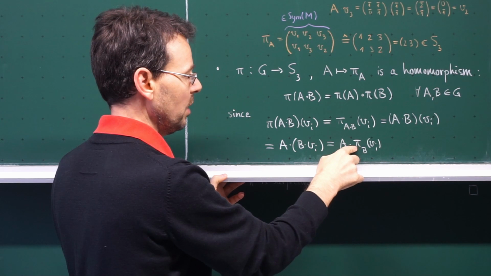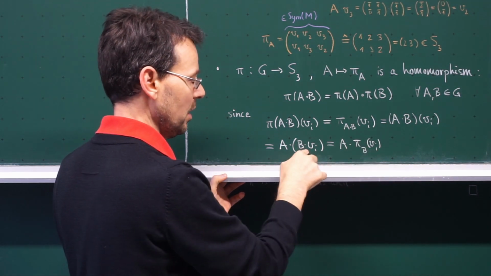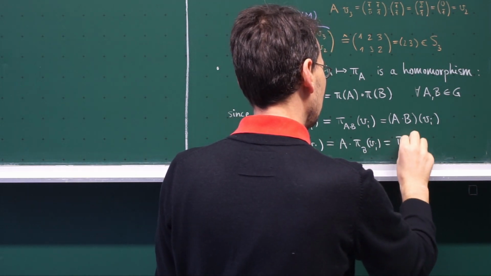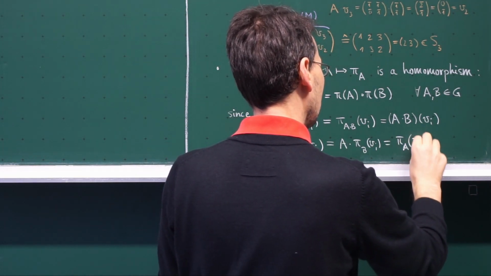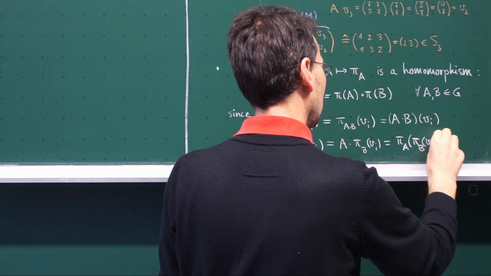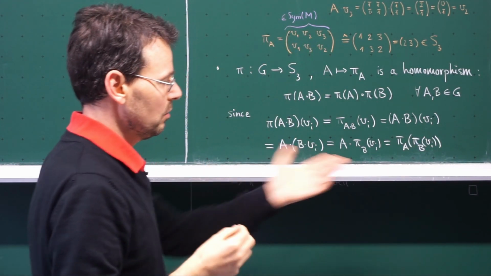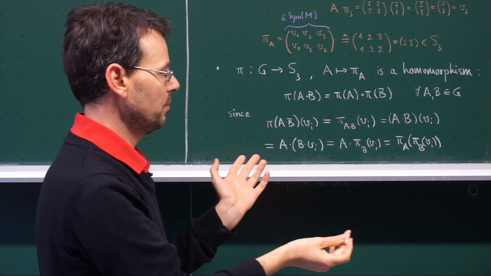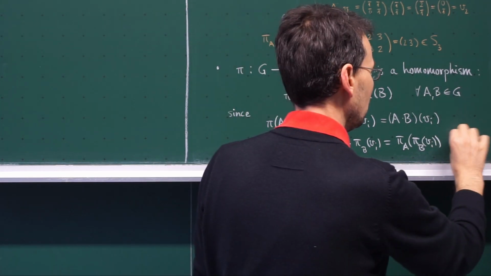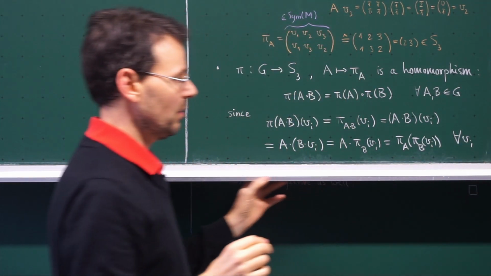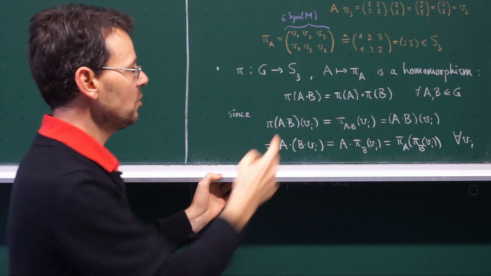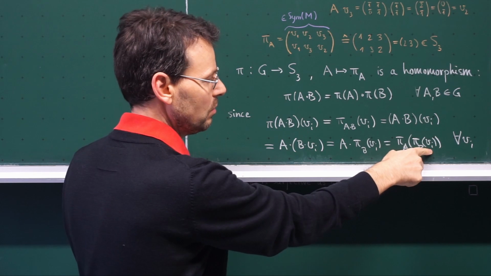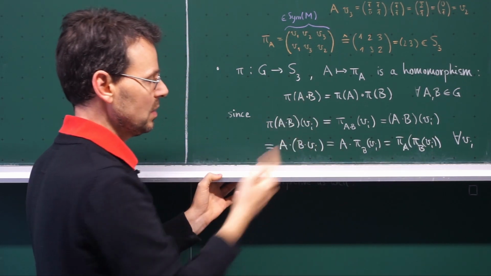But this here is A applied to pi sub B of Vi by definition, and this simply is pi sub A applied to pi sub B of Vi. Again, by definition of this map here. And this is true for all Vi, i runs from 1 to 3. And this shows exactly what I wanted to show, because here we have the composition applied to Vi, and here we have what we started with.